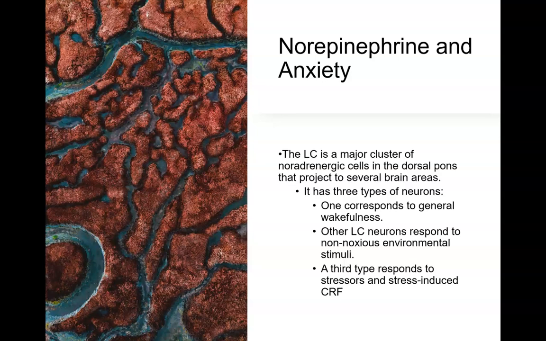So the locus coeruleus is a major cluster of cells in the pons that project to several different brain areas. And it has 3 different types of neurons. So one branch of those corresponds to general wakefulness, so kind of keeping us awake and alert. Other neurons in the locus coeruleus will respond to non-noxious environmental stimuli, so just things that are going on around us to keep track of. And then there's the third type. This third type responds both to stressors and stress-induced release of corticotropin releasing hormone.